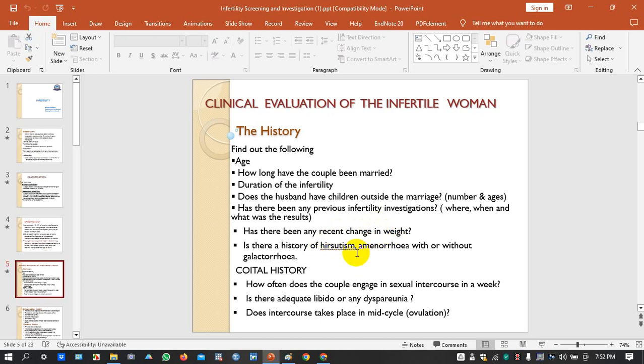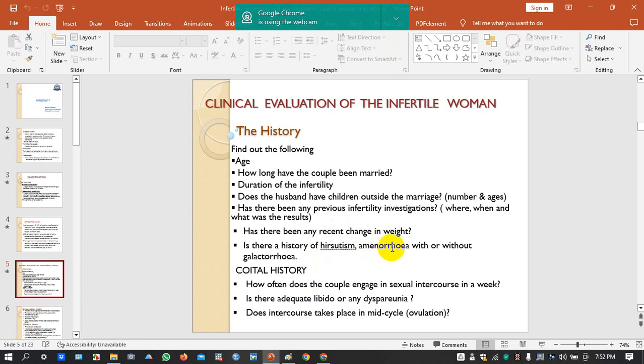Is there a history of hirsutism? Hirsutism is a condition in which a woman grows a lot of hair on her body and on her face, like a beard, even like a man or more than a man. So does she have this condition? Because if she has hirsutism, then obviously she will not ovulate, because she has a lot of male hormones, also called androgens.